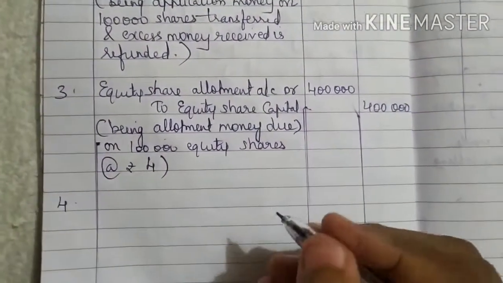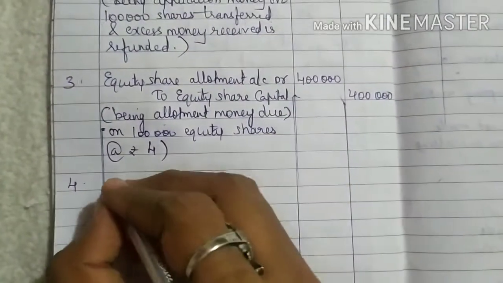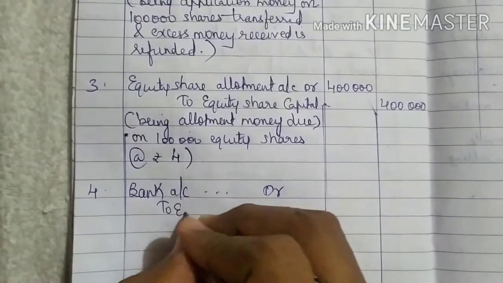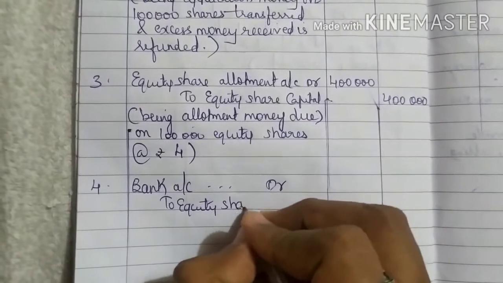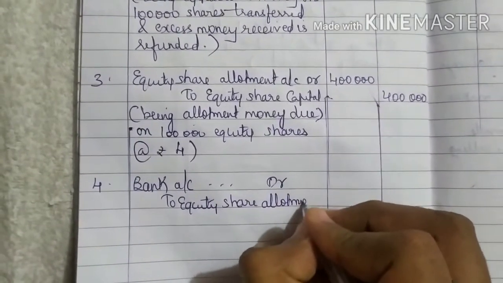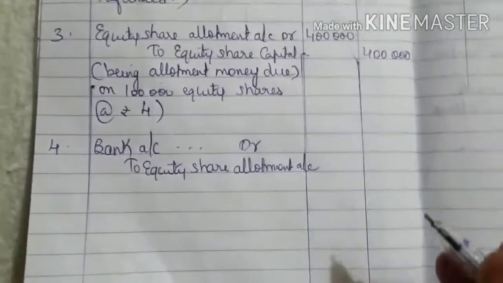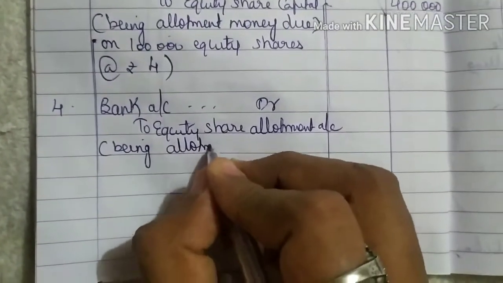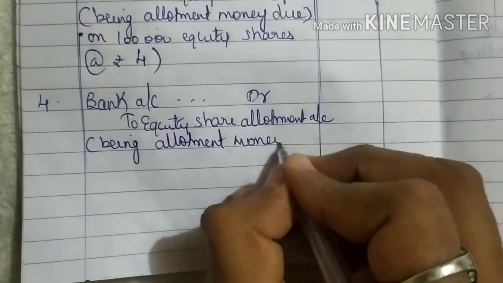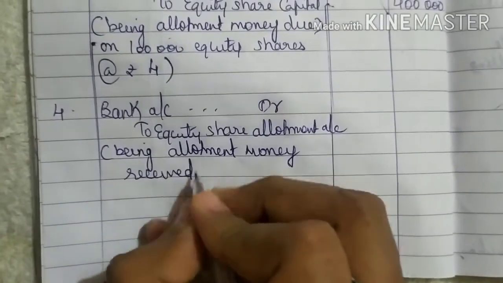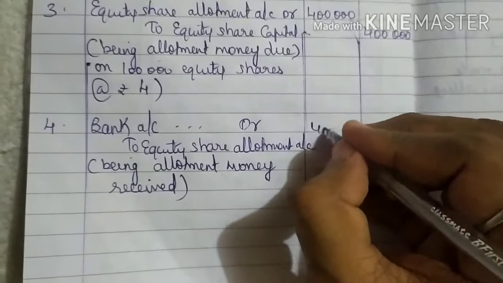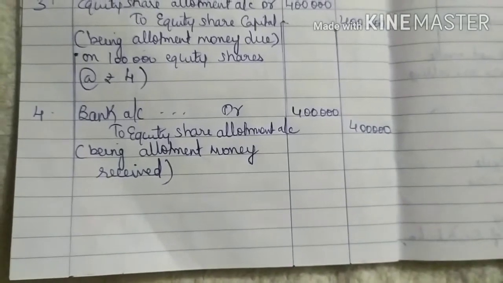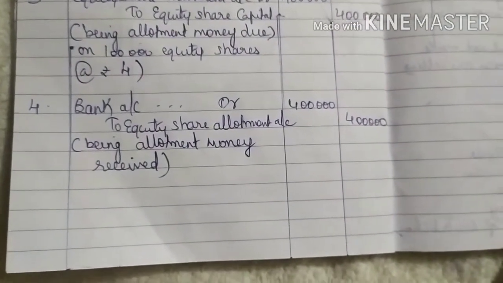Then the public got the intimation, so now the public is making the payment of allotment money. So we received the money: bank account debited to equity share allotment account, being allotment money received. The amount is 4 lakh rupees. Bank account debited to equity share allotment account, being allotment money received, 4 lakh rupees.